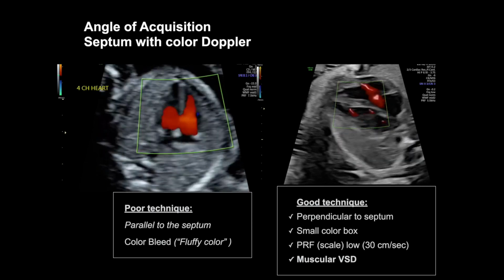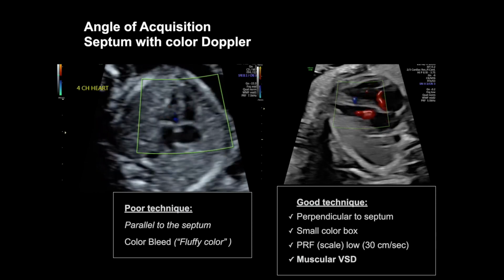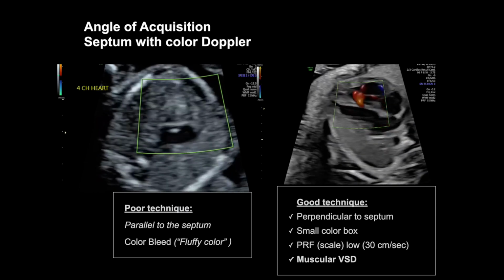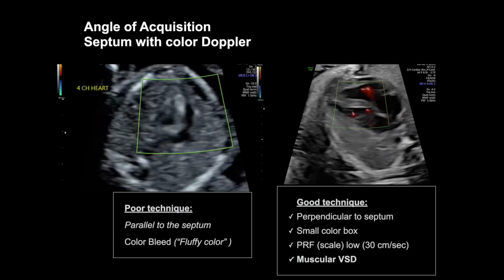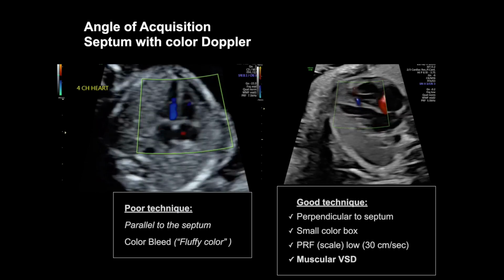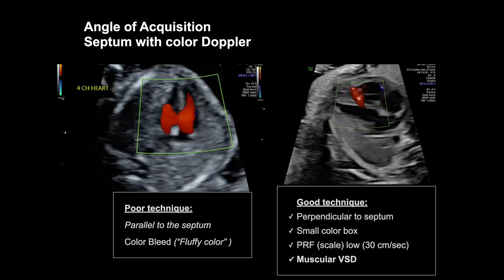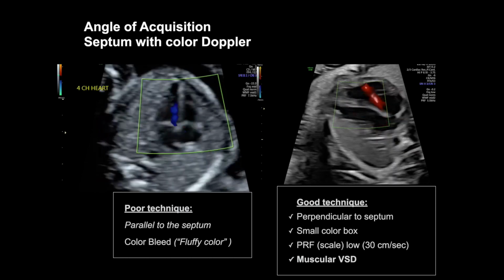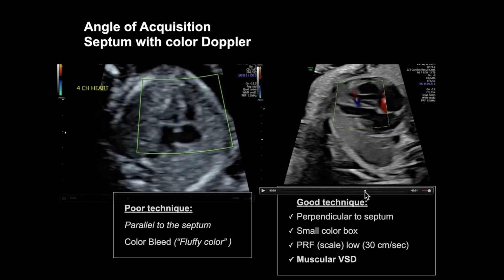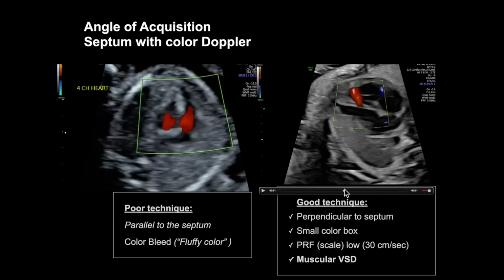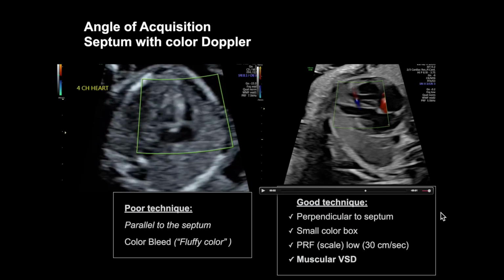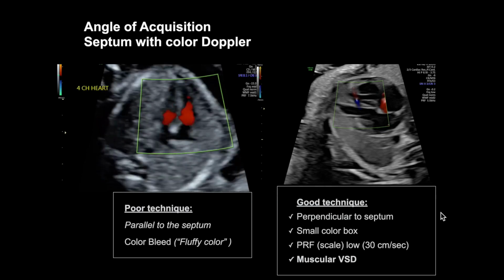So a real VSD, when we look at the septum, is going to be consistent and reproducible. When you're looking, you see it in the same spot, and often the color flow direction is bidirectional, because remember I mentioned that pressures on both the right and left sides are close to equal. So you expect your shunt to be both blue and red, going both directions, so bidirectional shunt. So this is an example of a true VSD.